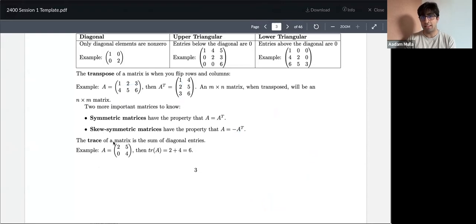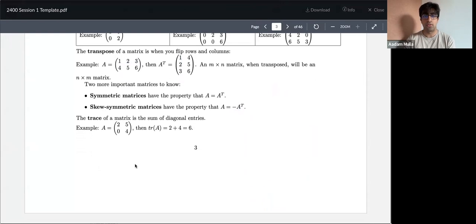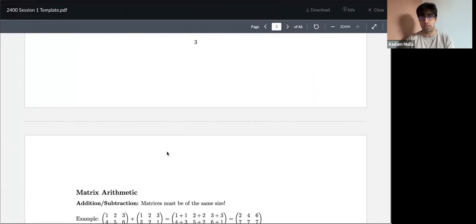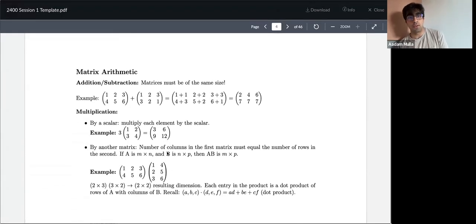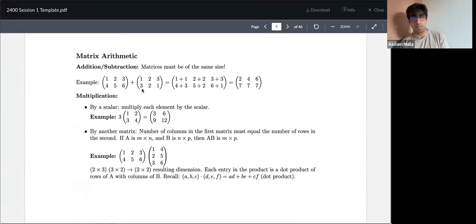Okay, another important thing about a matrix is its trace. That's when you just add all the elements along the diagonal. So it's very straightforward, right? Here, if A is 2, 5, 0, 4, you find the diagonal 2, 4, and add up the elements. That's the trace.